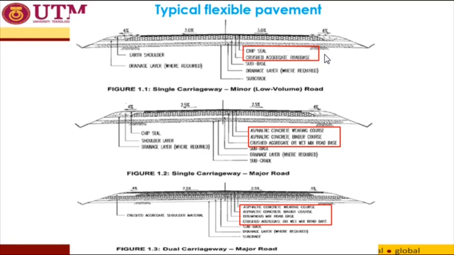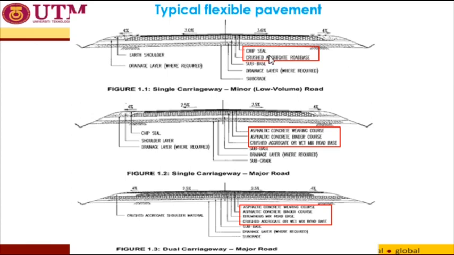So basically the key components of a typical flexible pavement are shown in the figures. The first figure shows the single carriageway of a low volume road. Looking at the pavement layers, the design consists of subgrade, drainage layer, subbase, crushed aggregate road base, and followed by chip seal on the surface.